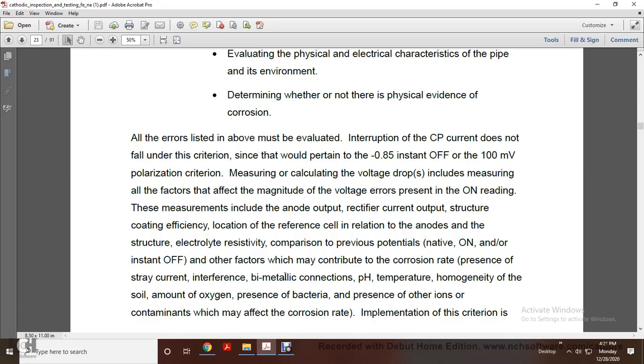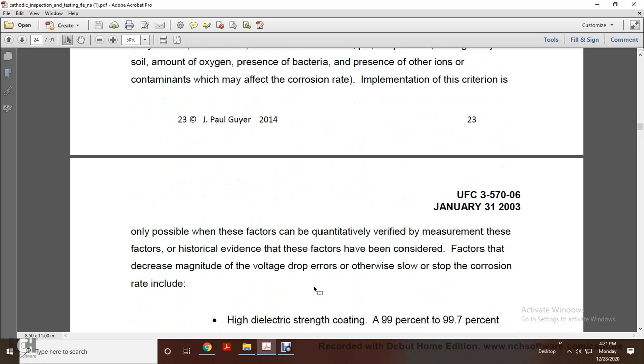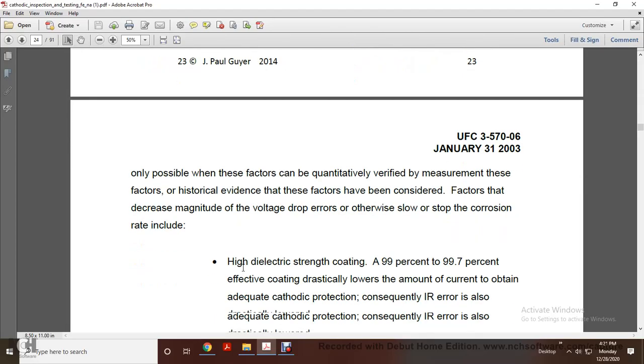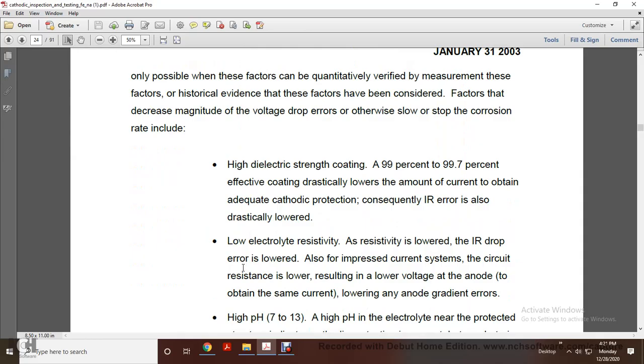pH, temperature, homogeneity of the soil, the amount of oxygen, the presence of bacteria, and the presence of other ions and contaminants, which may affect the corrosion rate. Implementation of the criteria is only possible when the factors are quantitatively verified with measurement and historical evidence, having considered the degree of the magnitude of voltage drop and the other factors that slow or stop corrosion rates. These include dielectric strength coating: a 99% to 99.7% effective coating drastically lowers the amount of current needed to obtain adequate cathodic protection.